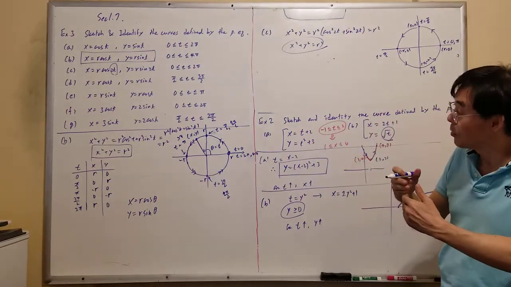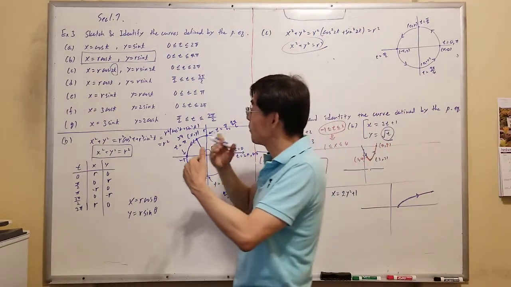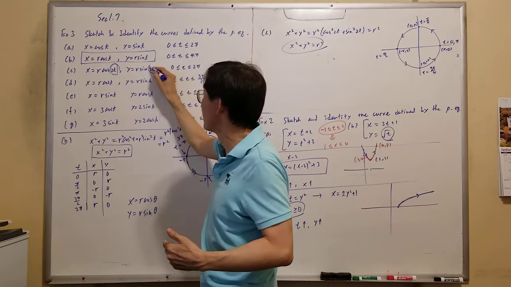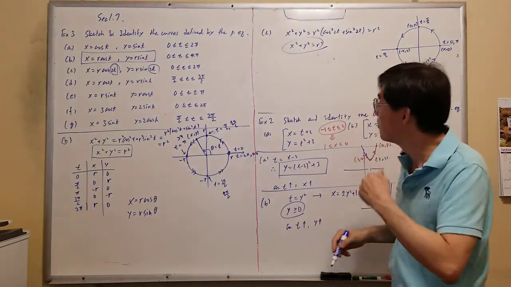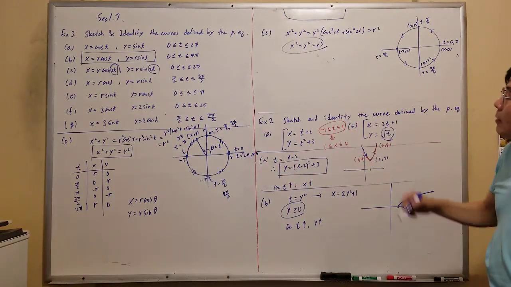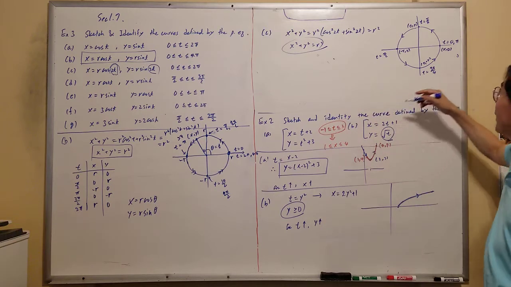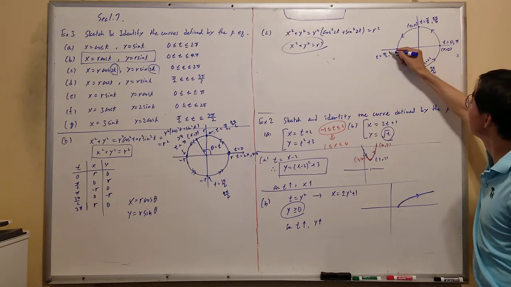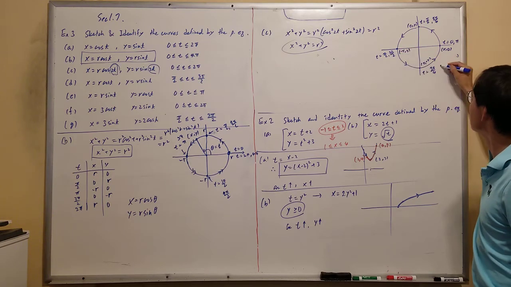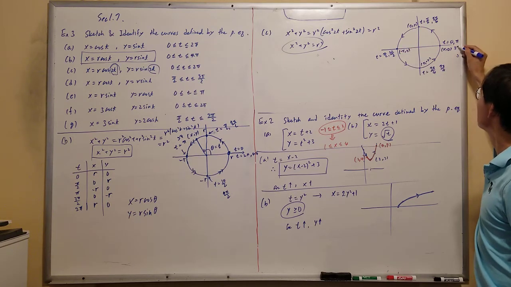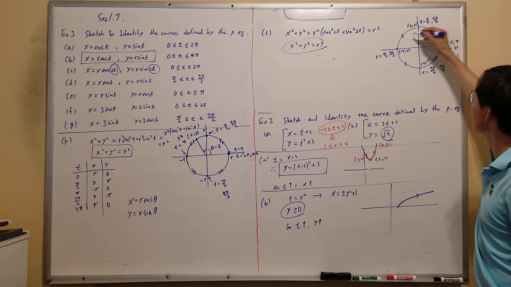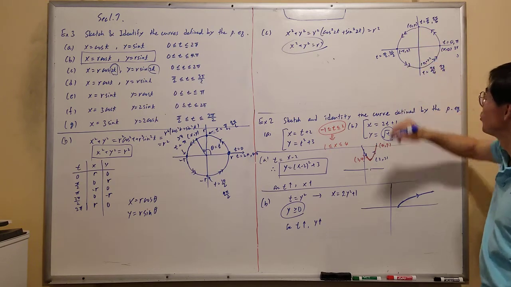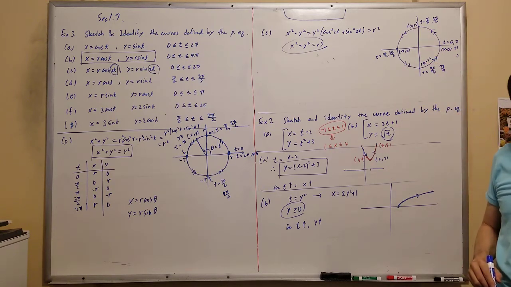When t rises from 0 to 1, sweeping angle rises from 0 to 2 radian. Okay? But because t covers 2 pi, goes another round. 3 pi over 2, 2 pi, we make it 2 circles, 2 turns. Okay?